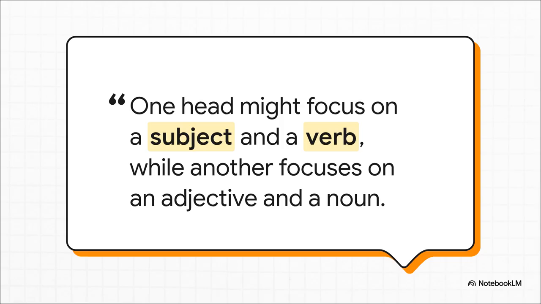So you might have one head that's just tracking grammar, like subject-verb agreement. Another one is linking pronouns back to the person they're talking about. And maybe a third is tracking something like cause and effect. Together, they build a much richer, more complete understanding of the text.